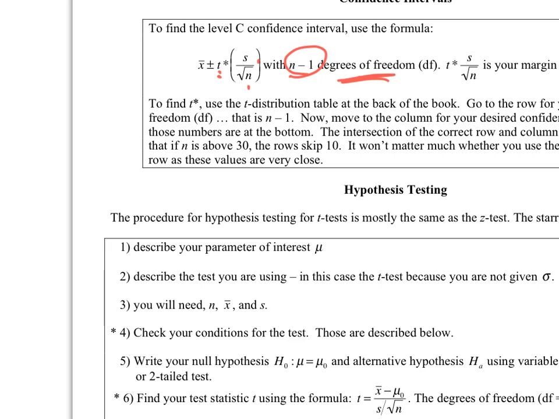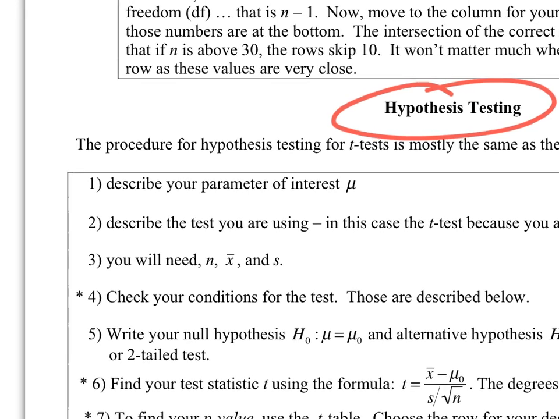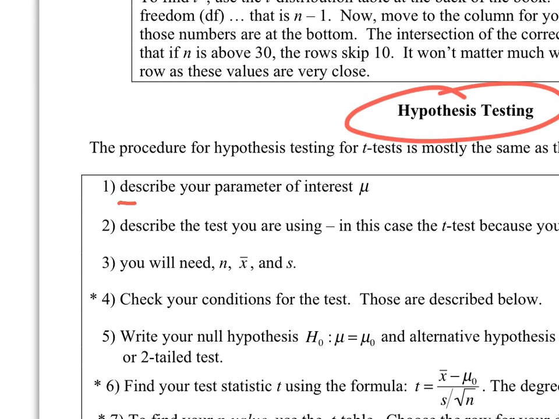Now, hypothesis testing. We've been doing that forever. Hardly any of it changes. Maybe you only want to write down the notes that it changed. We always describe our parameter of interest, mu. Have we done that before? Mu is the true average of puppies' weight when they're born.